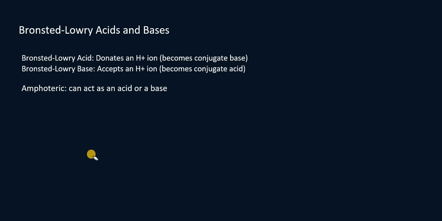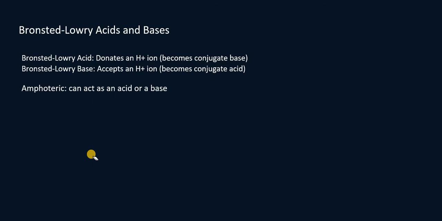Well, we define a Bronsted-Lowry acid as a compound that donates an H plus ion to another compound and becomes what's called a conjugate base. So essentially, the Bronsted-Lowry acid loses an H plus ion. A Bronsted-Lowry base accepts an H plus ion and becomes what's called a conjugate acid. So the Bronsted-Lowry acid loses an H plus ion and the Bronsted-Lowry base gains an H plus ion.